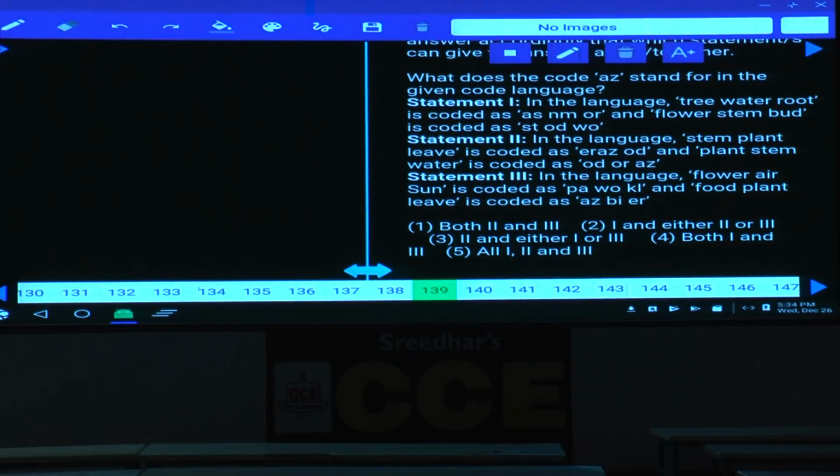Tell me, where is AZ? Now in this one, I am checking 1 and 2. AZ. There is no AZ in condition number 1.